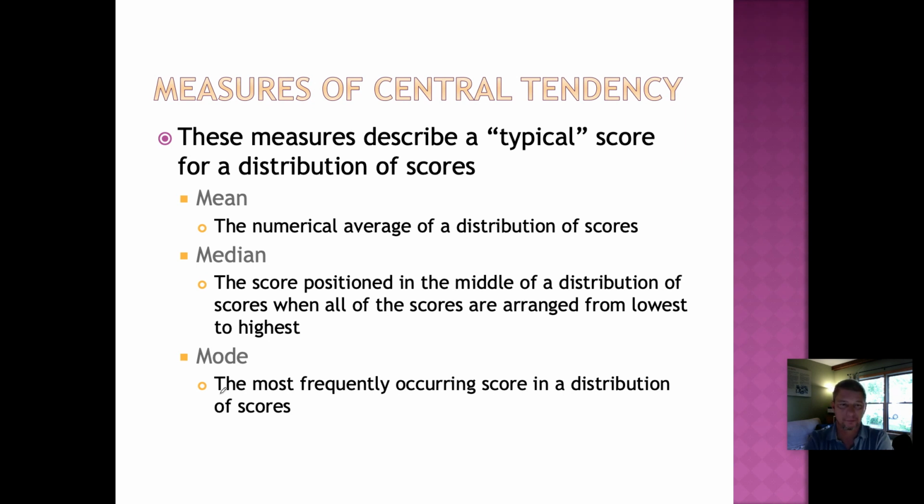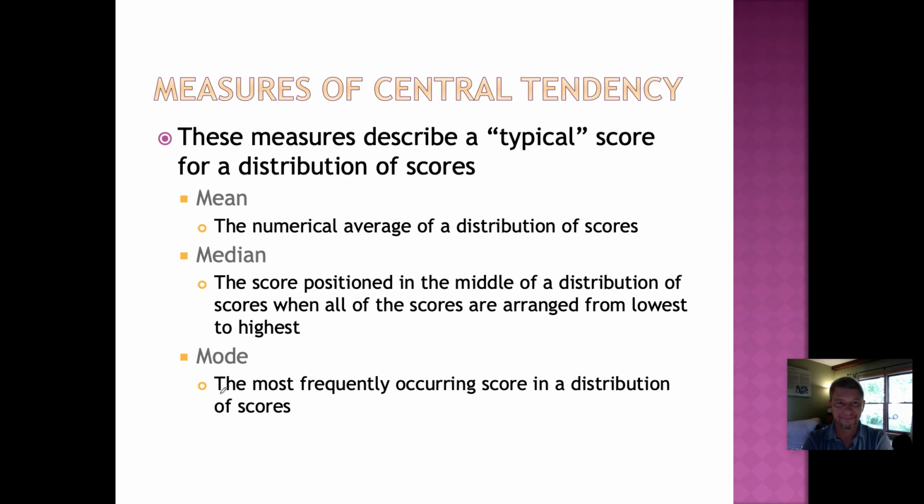So you simply add up all the scores, divide by the number of scores there are, and that gives you your average. The median is the score positioned in the middle of a distribution when all of the scores are arranged from lowest to highest. You write them out again from lowest to highest, and you pick the one in the middle. And finally, the mode is the one that occurs most frequently in a distribution of scores. In the previous example I gave you, there were 5 scores and 3 of them were ones, so 1 would be the mode.